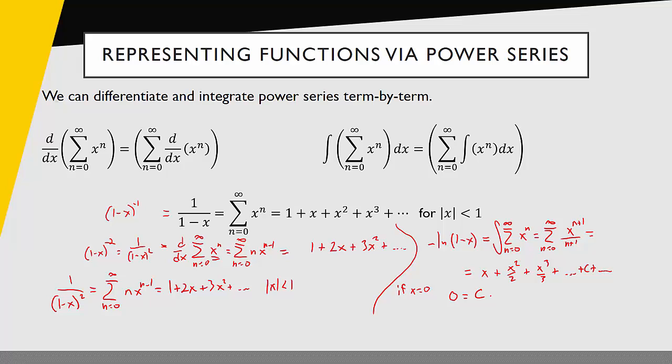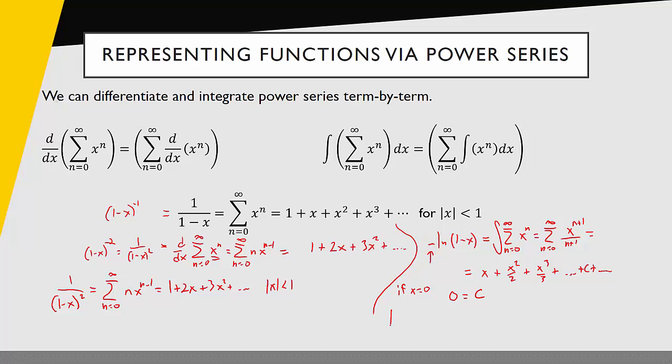So in this case, the c actually goes away. But in general, when you integrate to find a new series, you do have to find that specific value of c. So the last thing I'll do is multiply through both sides by negative one so I can clear this negative sign.